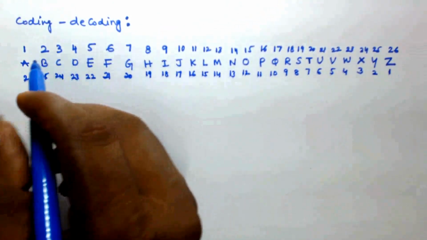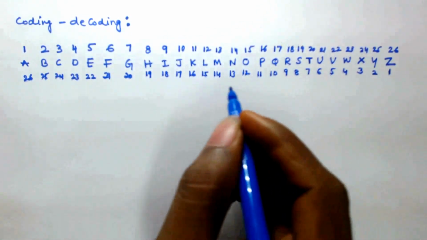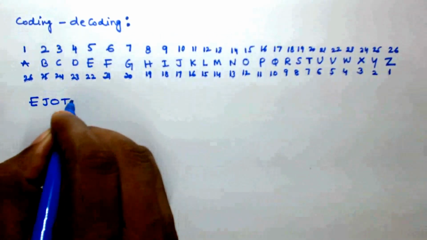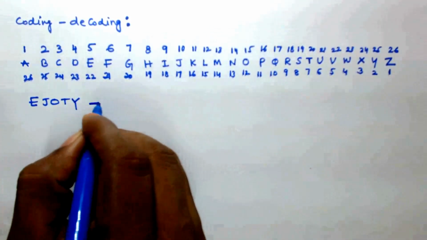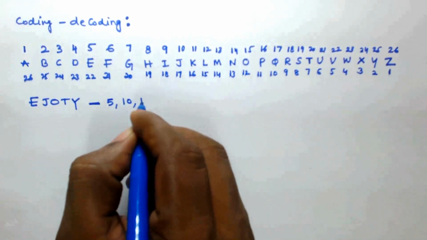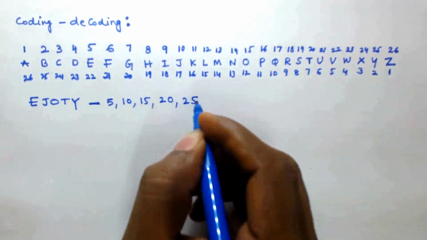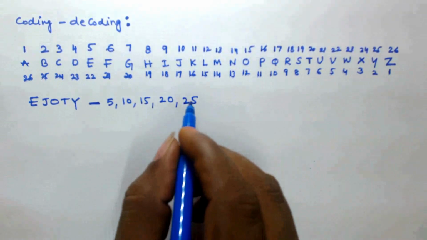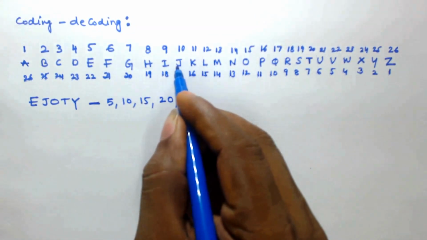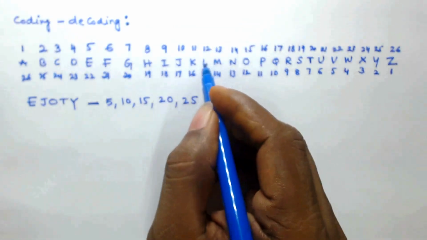Now we can remember the increasing order of the alphabetical numbers by using the EJOTY rule. EJOTY rule means E is 5 and J is 10, O is 15 and T is 20 and Y is 25. Suppose I ask to find the alphabetical order of L. So we know that L is actually very near to J. From EJOTY, J is 10 and L is going to be K and L.